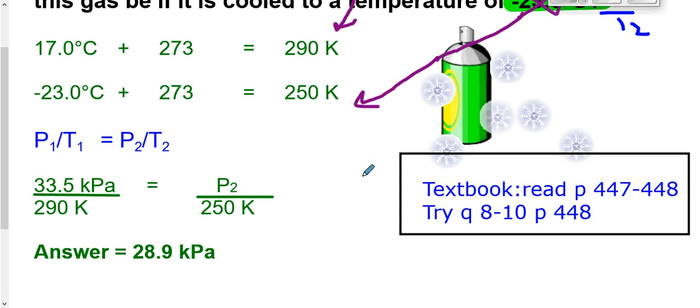Mathematically, this is going to be very similar to what we did in Charles's law. Now, in your textbook, on pages 447 and 448, they're going to talk to you a little bit about Gay-Lussac's law, and there's a few questions there for you to try.